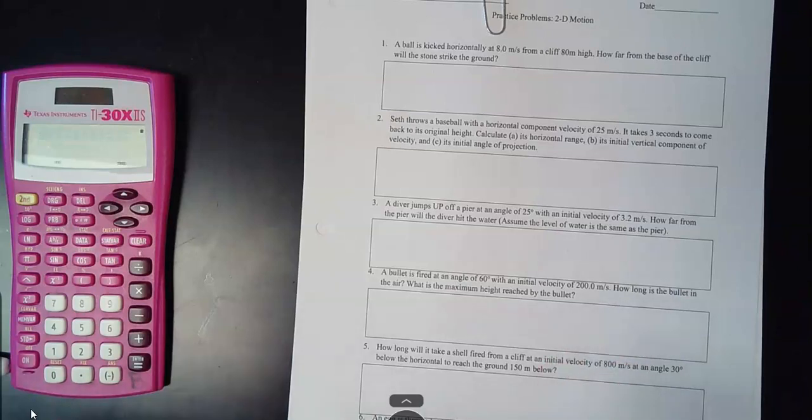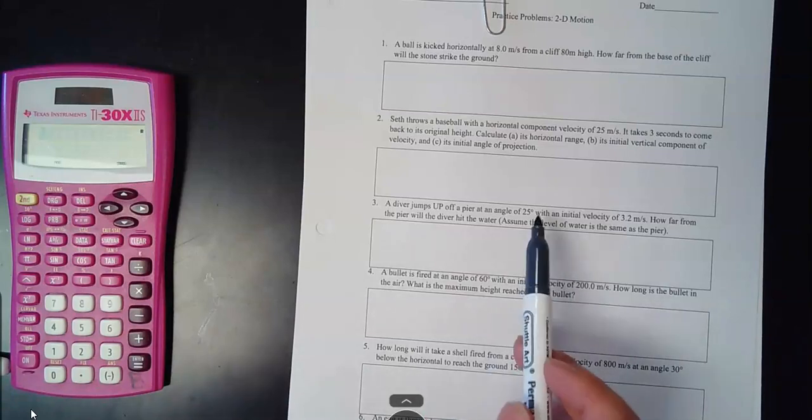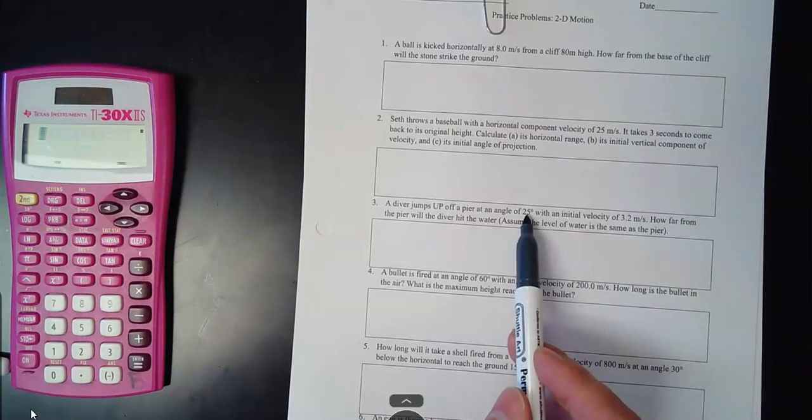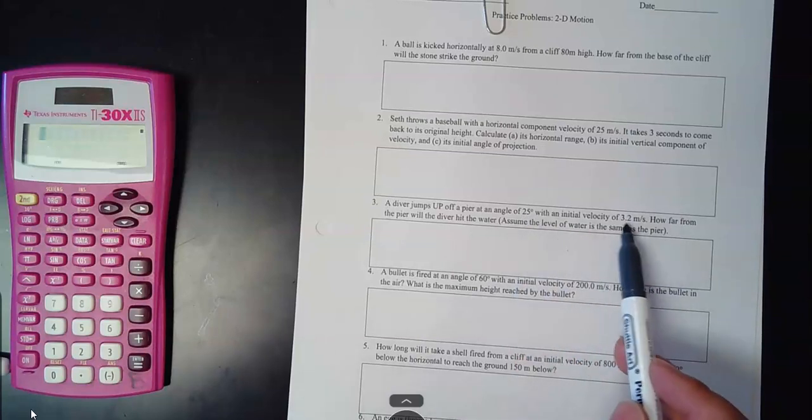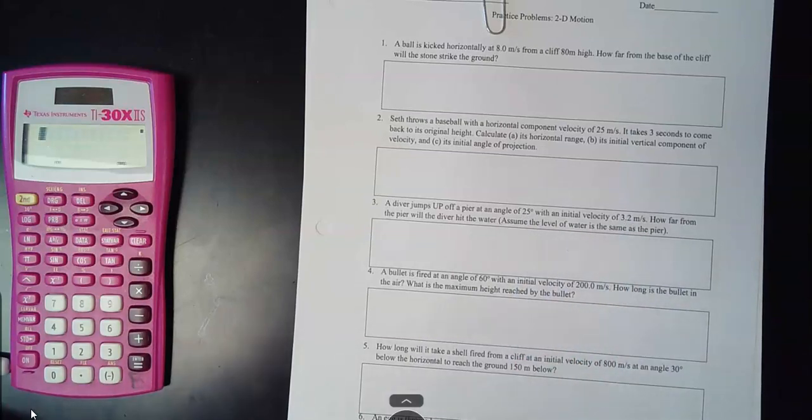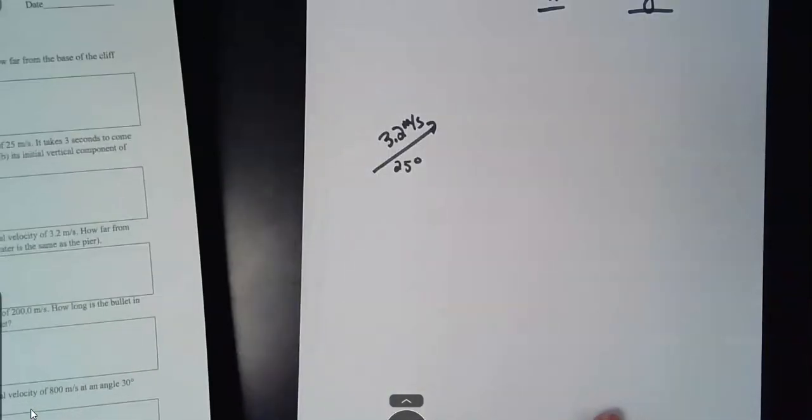So what I want you to do with this is to first draw a picture that kind of helps you see what's going on here. Then I want you to draw a triangle representing this 25-degree angle and a hypotenuse of 3.2 meters per second. Then I want you to list out an X and a Y column there for what is given and what is unknown. So I started this here.